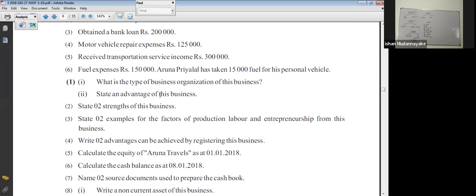Right. Write down a few answers. Right there. Question number 2. Look at question number 2. State 2 strengths of this business.